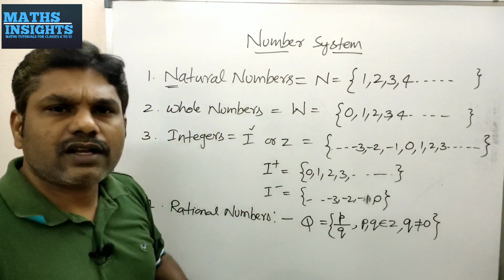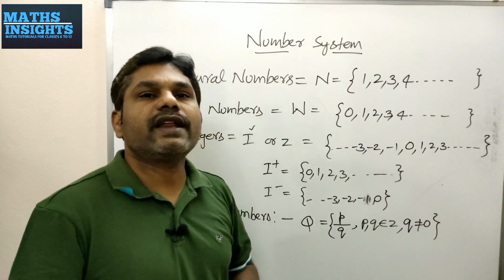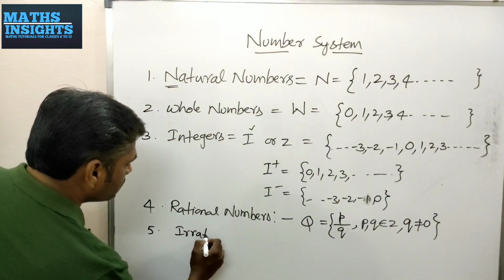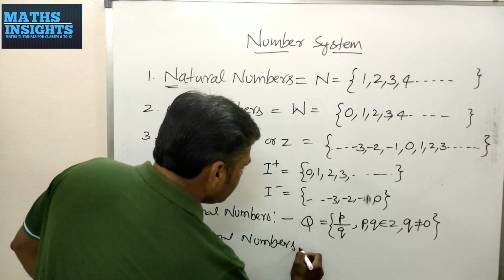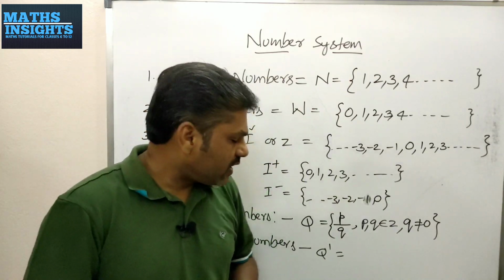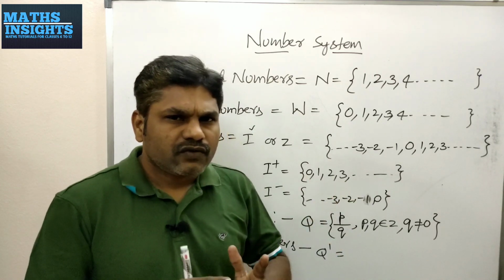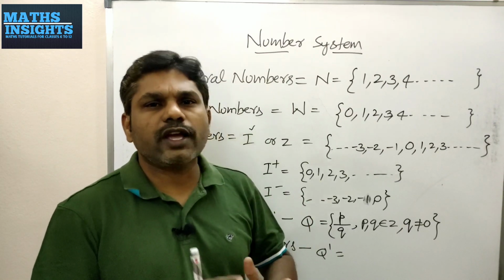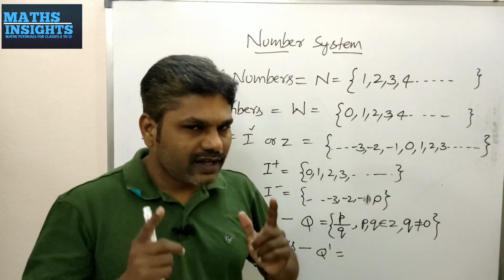Okay, there are other numbers which are not rational. Those are called irrational numbers. Okay, next one is irrational numbers. Irrational numbers, generally this is represented by using Q dash. Q dash represents the set of irrational numbers. Irrational numbers are the numbers which we cannot express in the form of P by Q. Those numbers are said to be irrational numbers.